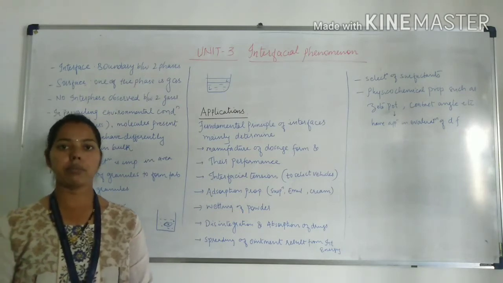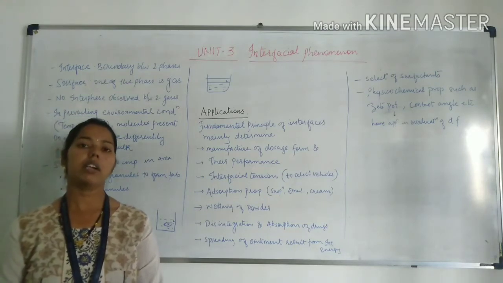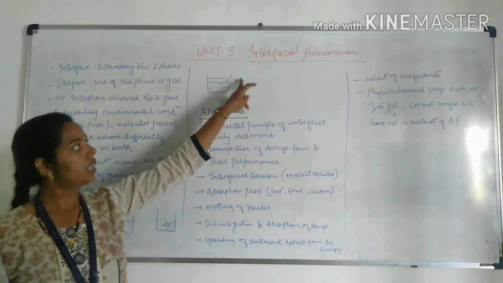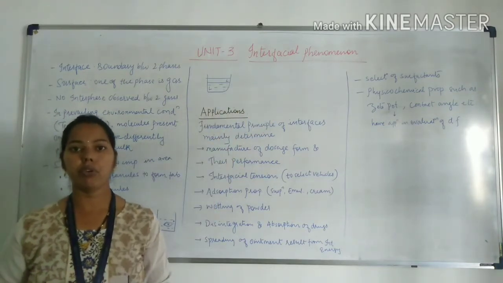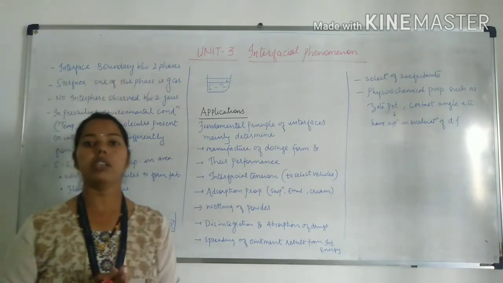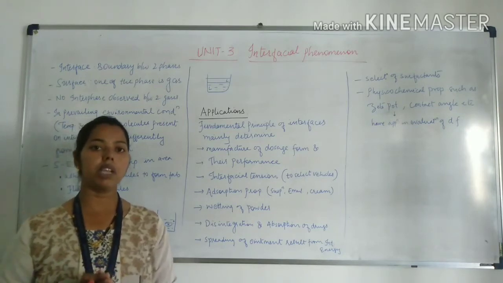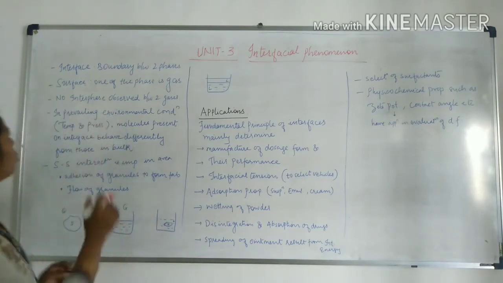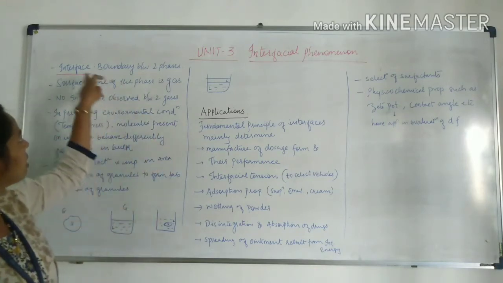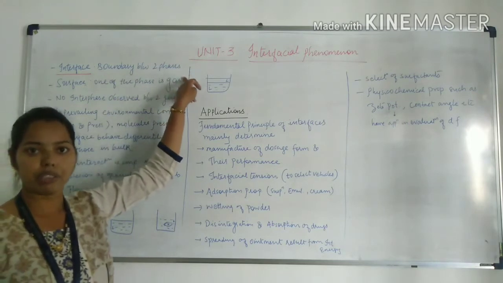In Physical Pharmacy 1, today we are going to start with unit number 3, that is Interfacial Phenomena. In interfacial phenomena, first of all we have to understand the word interface. What is the meaning of interface? Interface, actually, is a boundary in between two phases.